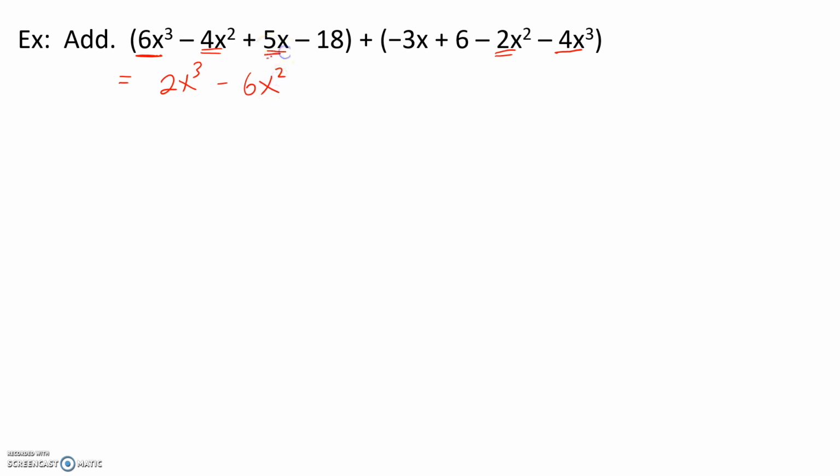Then we have the x's. We have a 5x and a negative 3x. If we combine our like terms, 5 plus negative 3 is 2. This will give you 2x. Finally, we have the constants, negative 18 plus 6. If you add negative 18 and 6, our answer is negative 12.